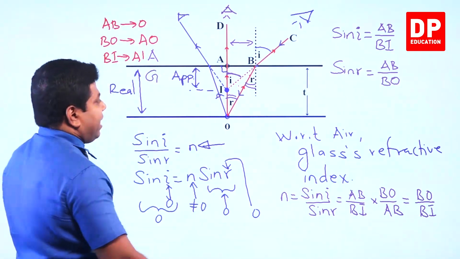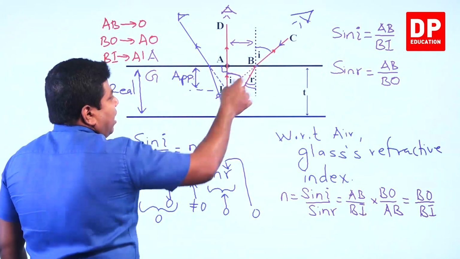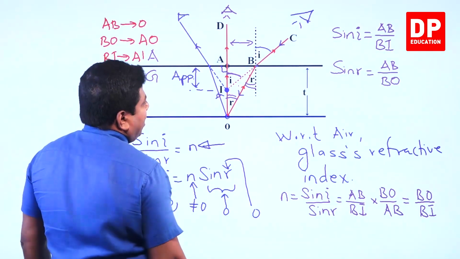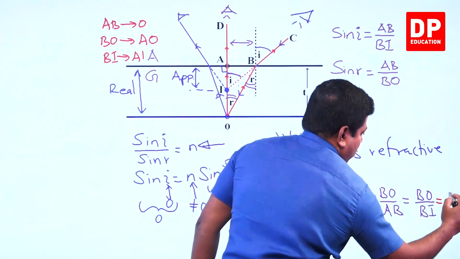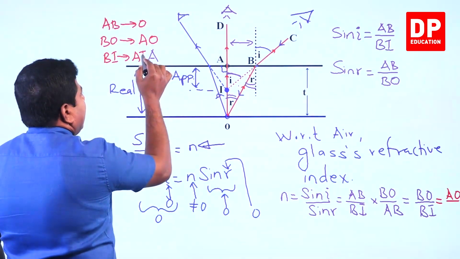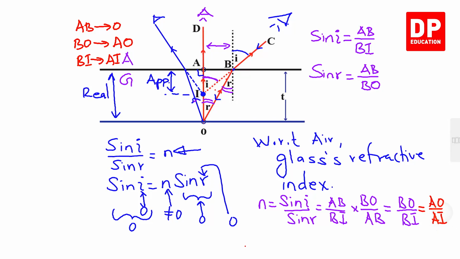Understand? In that case, I can say BO and AO are very close, almost equal. BI and AI are almost equal. So here I said BO over BI. So instead of BO, I can say AO, and instead of BI, I can say AI. Let me rewrite it here. So N equals, what are we getting? AO divided by AI.